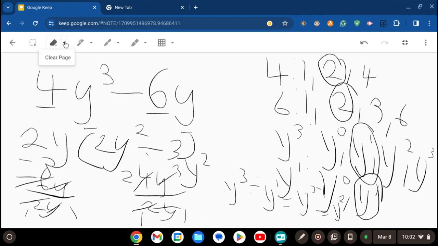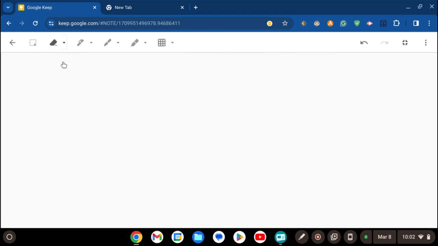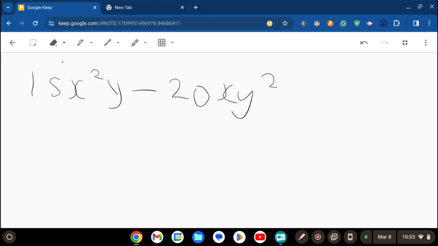So now, let us go to our next one. We can go to this one: 15x squared y minus 20xy squared. All right, so now what we need to do is find the HCF between 15 and 20. We can also find the HCF between x squared and x, and the HCF between y and y squared.